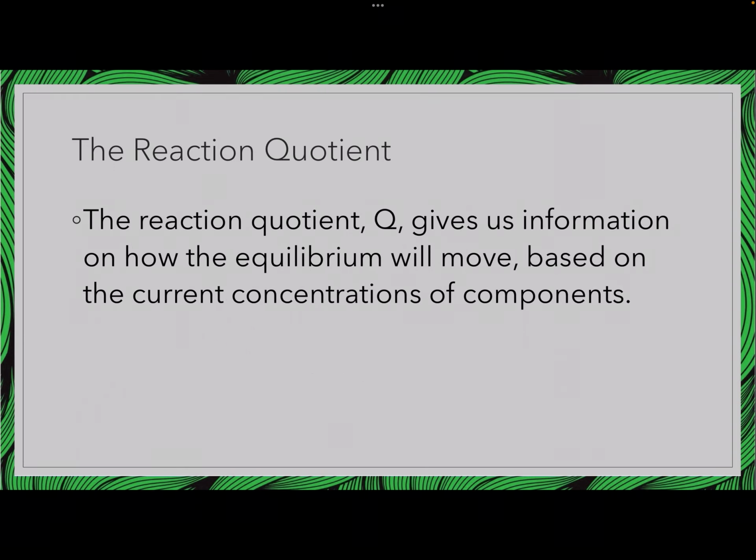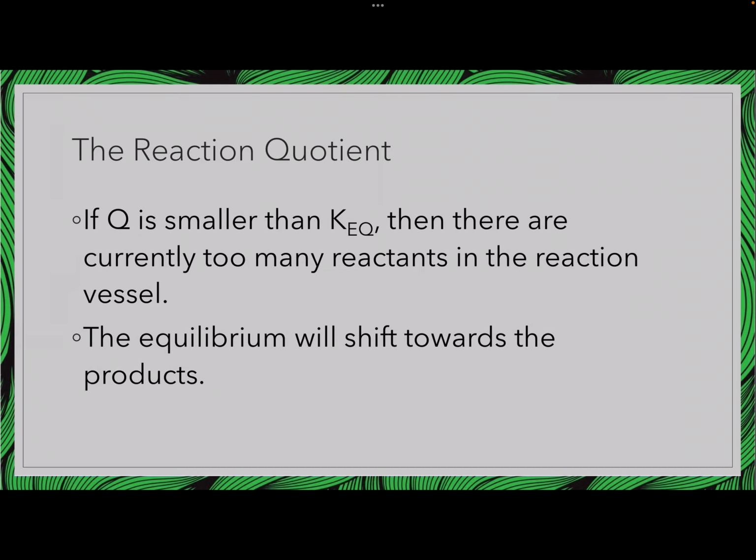So the reaction quotient Q gives us information on how the equilibrium will move based on the current concentrations of components. If Q is smaller than KEQ, then there are currently too many reactants in the reaction vessel, and so the equilibrium will shift towards the products. Now, if we think about KEQ, we know it's products over reactants.